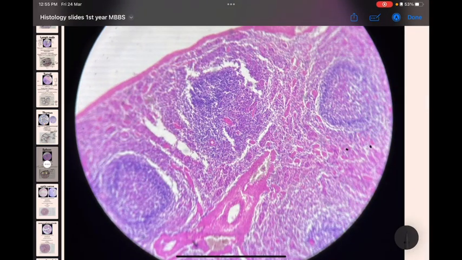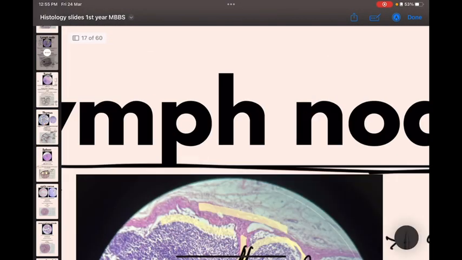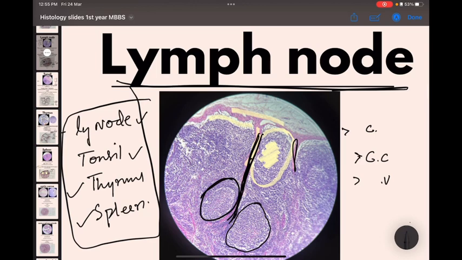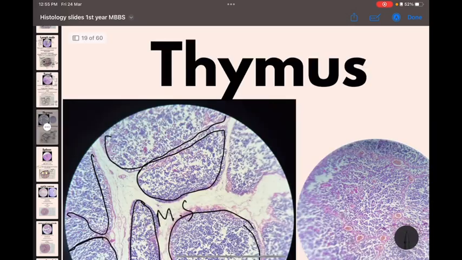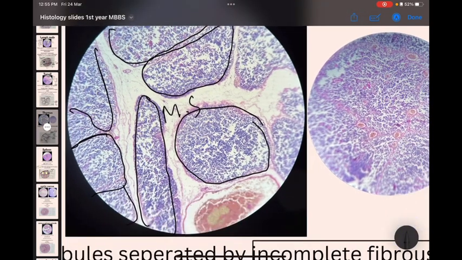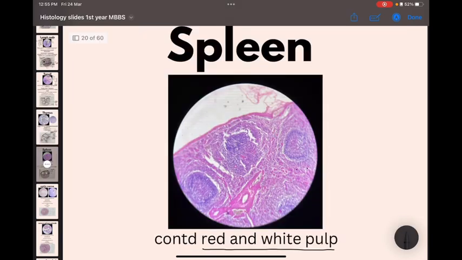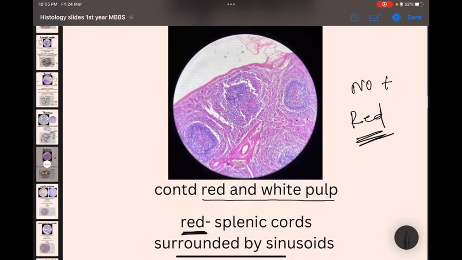You can see the microscopic structure. Firstly, lymph node contains trabeculae, capsule, lymphoid follicles. Tonsil, the main distinguishing feature is mucus acini. No trabeculae. And then in thymus we have lobules. In spleen we have no trabeculae, and then we have red pulp. That means we have a reddish texture of the slide, red pulp and white pulp.